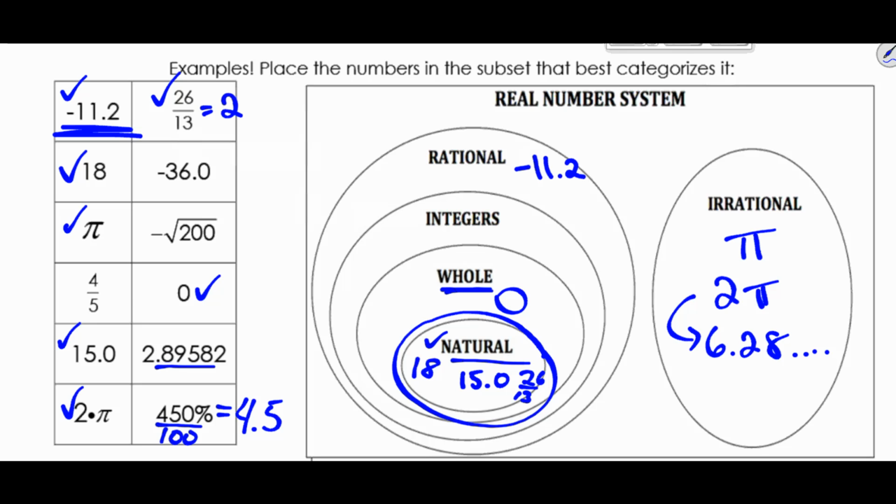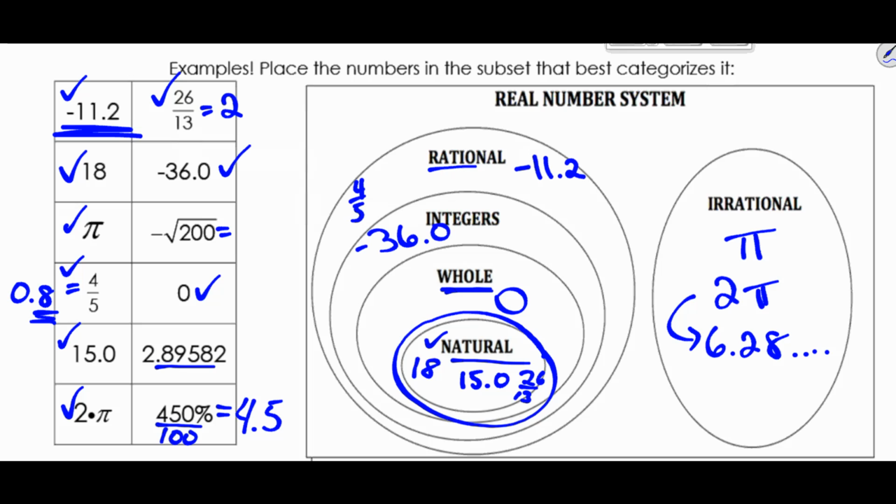All right, 4 divided by 5 is 0.8. That's a decimal that stops. It's also a fraction, so we know that's a rational number. Negative 36.0, it's kind of like the 15.0. That 0 really doesn't mean anything. It's just negative 36. That's a negative whole number. So that is an integer.